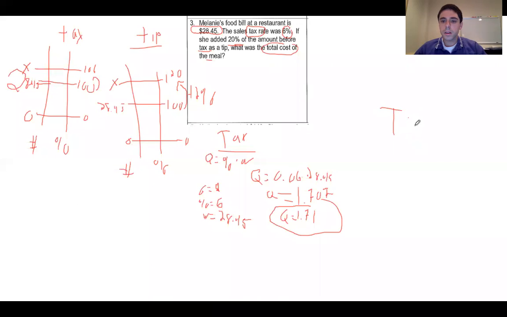So tip is going to be quantity equals percent times whole. Will our whole be the same? We have Q, percent and whole. Right. Our whole will be the same. Our whole is going to be the same. That's going to be 28.45.